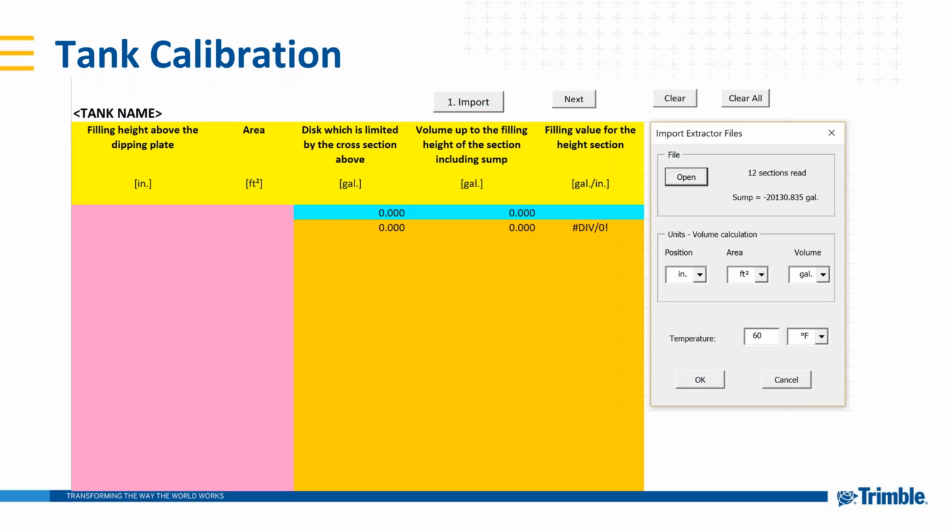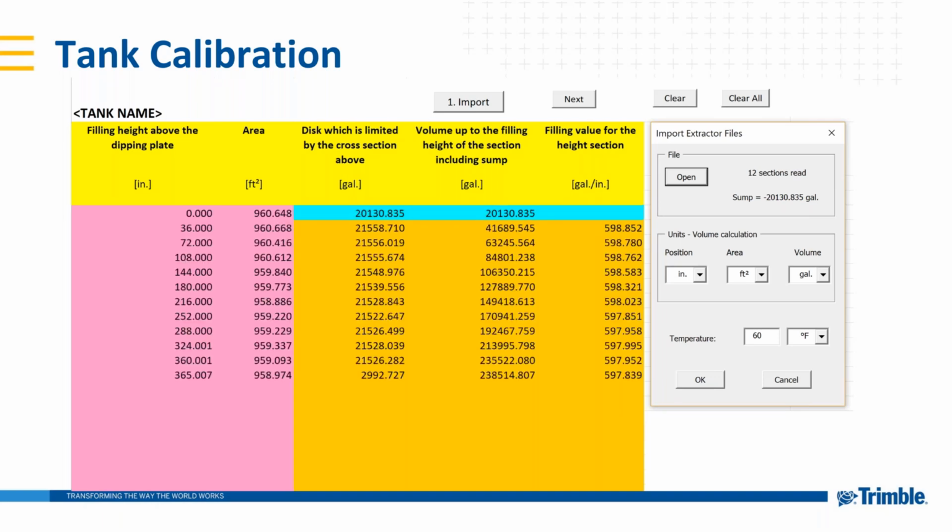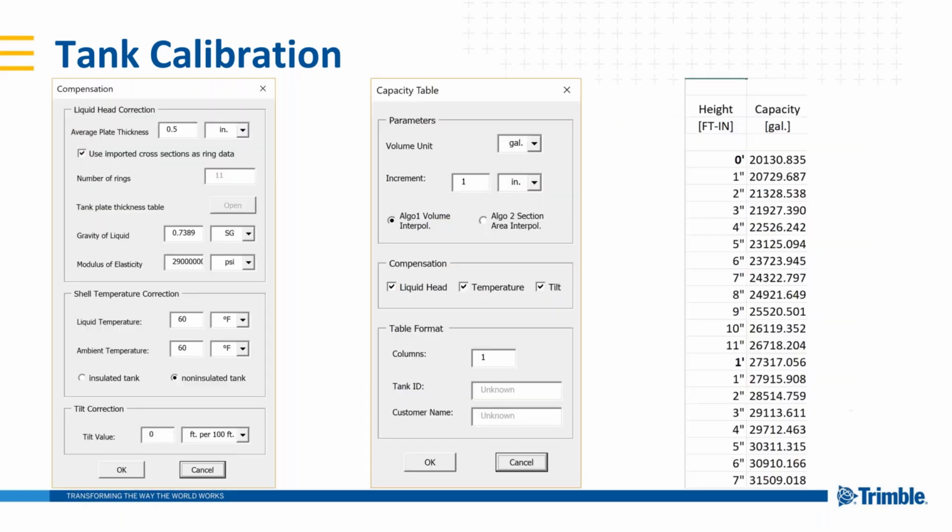Once you do that, you'll export out a strapping table, which can then be brought into another application we have to create your tank calibration report. So once you import that strapping table, here are the parameters for importing that. It will populate each of the fields, and then you can go through and set all of your compensation values and then create parameters for how you want your calibration table to be created. And it can interpolate between each of those intervals.